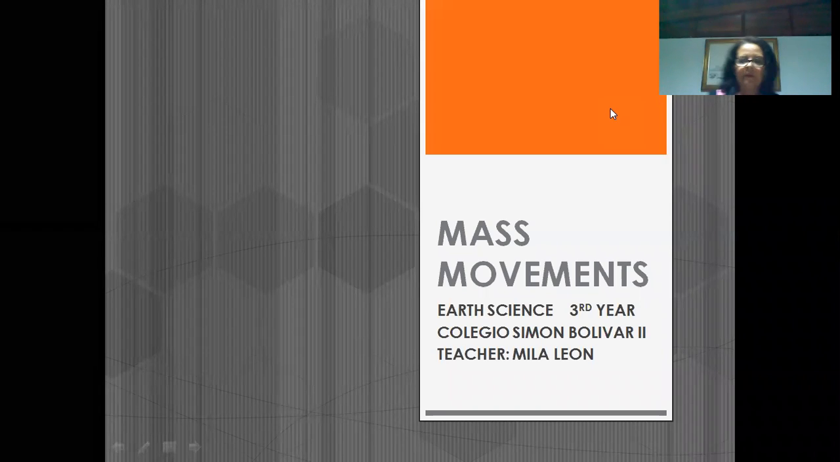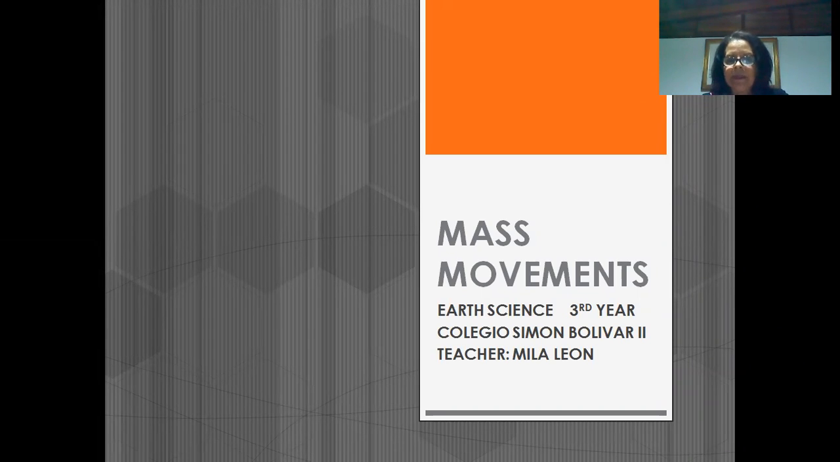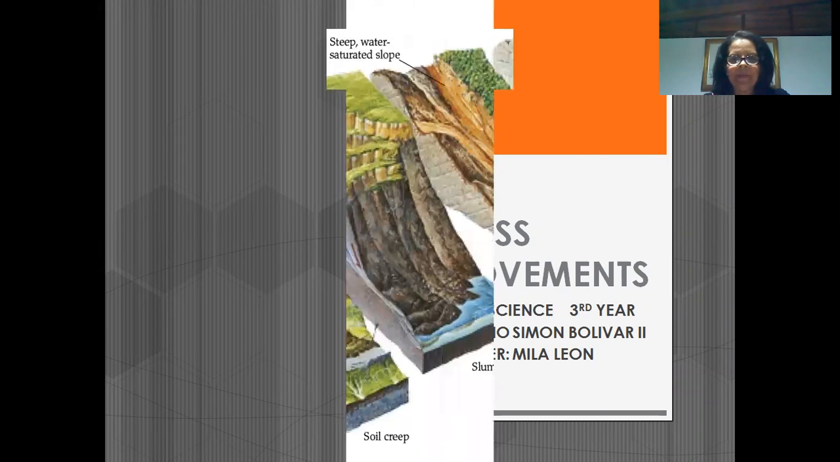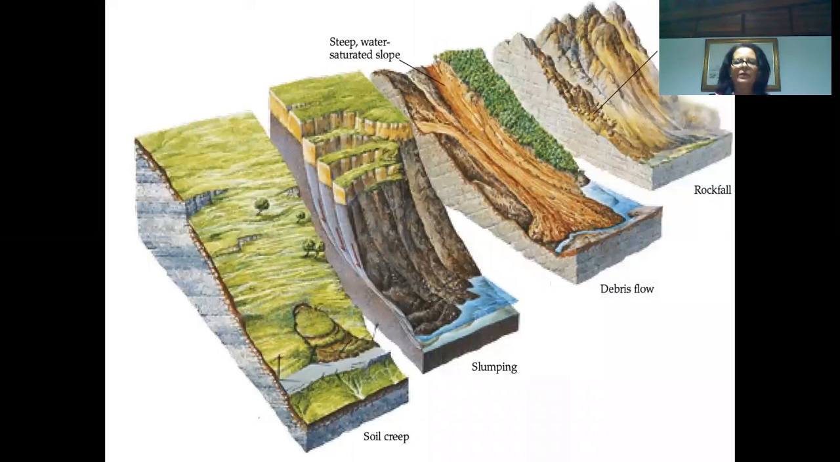Good afternoon. This is the class of Mass Movement for Earth Science, third year, Colegio Simón Bolívar. We are going to talk about the different movements that occur on the surface of the Earth, and they have different names, and we can recognize them from the first point of view of what is mass movement.